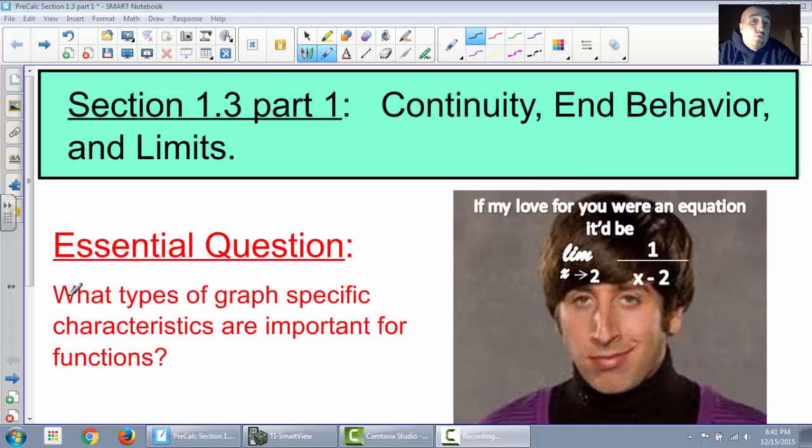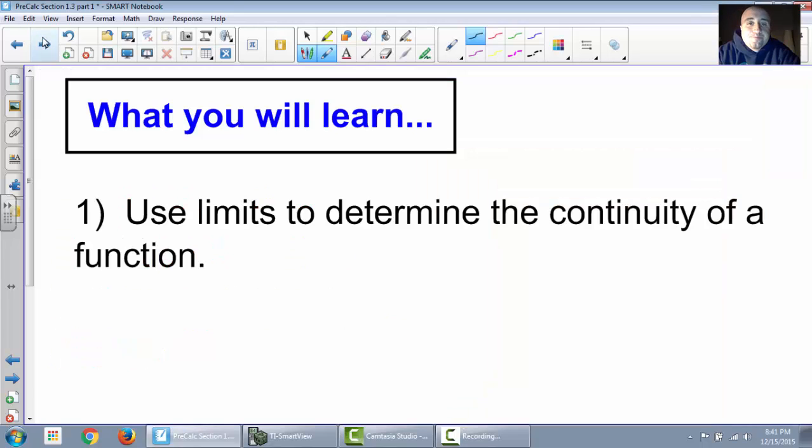The essential question is what types of graph-specific characteristics are important for functions. Once again, from the graph, what kinds of information can we gather? The joke over here on the right will make more sense once you know what the word limit means. What we're going to learn in this video is how to use limits to determine the continuity of a function. You have no idea what that is because you don't know what continuity or limits mean, so that's what we're going to learn today.